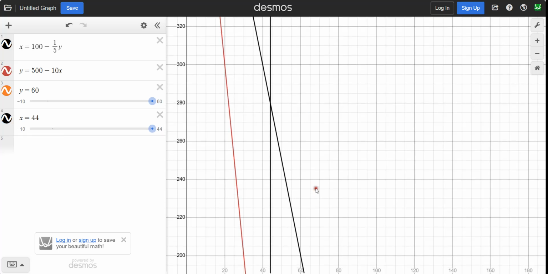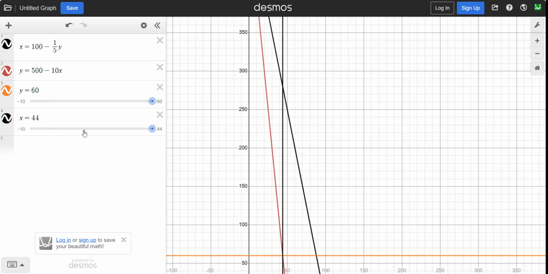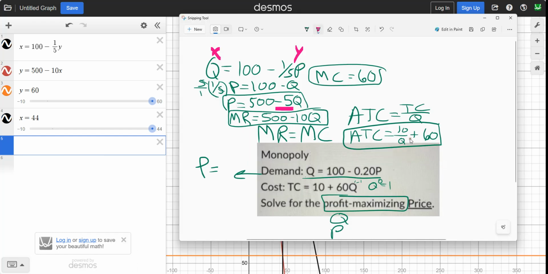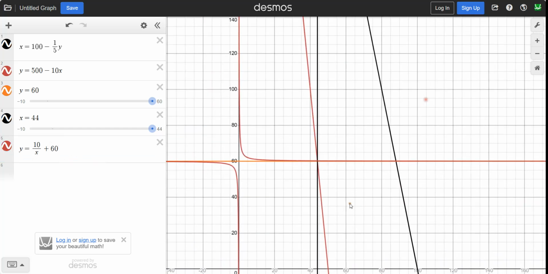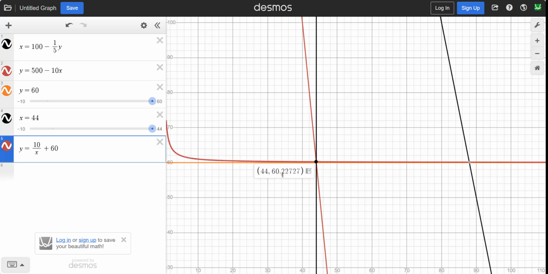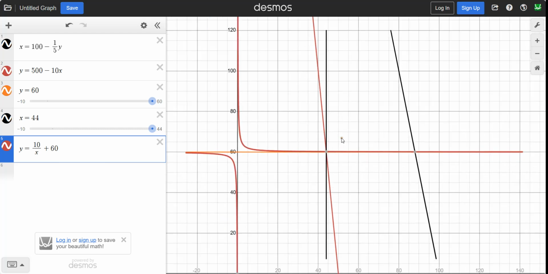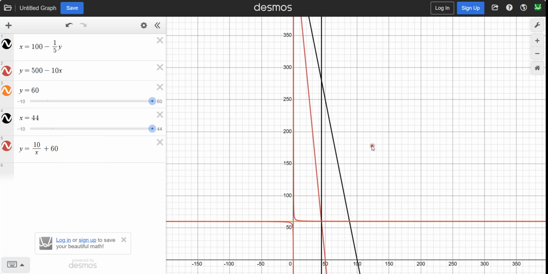Okay. And then if you want the profit, just put that function back in that I got rid of, which was 10 over x plus 60. So y equals 10 over x plus 60. It's a little bit off there. The cost then would be $60.22. And then profit would be the area of the difference between here and here.